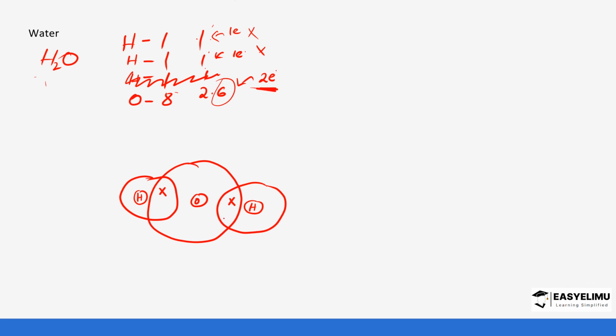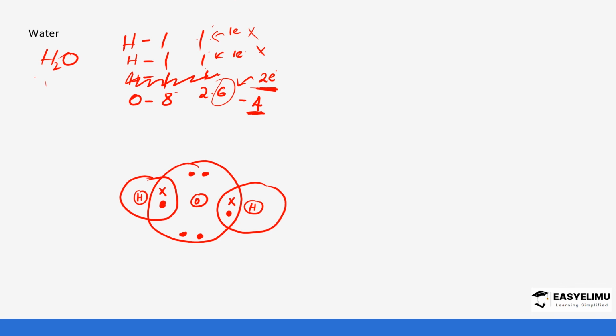So it needs to share those 2 electrons. So it will share them equally because it is surrounded by 2 hydrogens. So it will share 1 electron with the first hydrogen and the second electron with the second hydrogen. What it does so, it remains with 4 electrons in the outermost shell. So we show those 4 electrons. So that is how we write the water molecule and draw it.